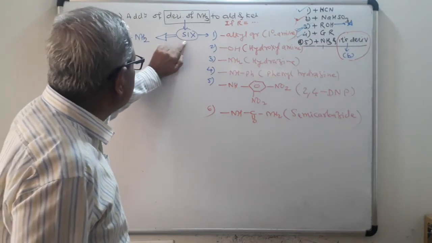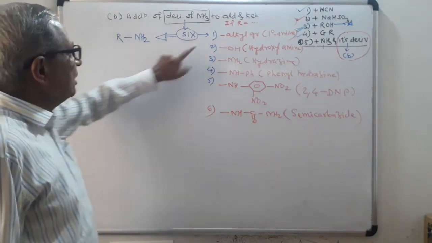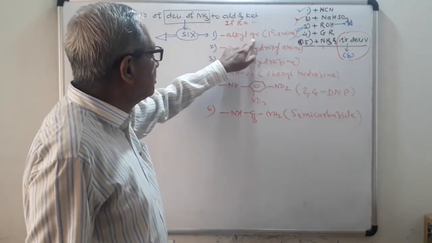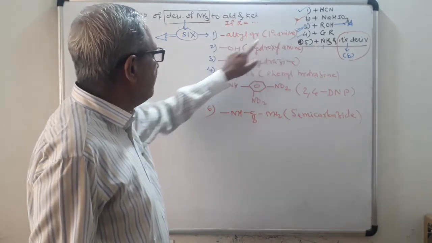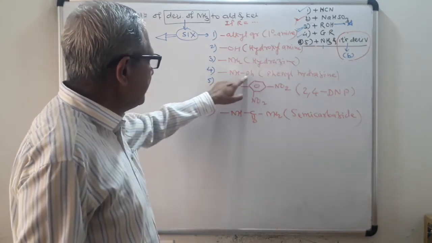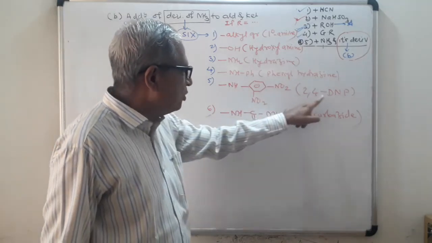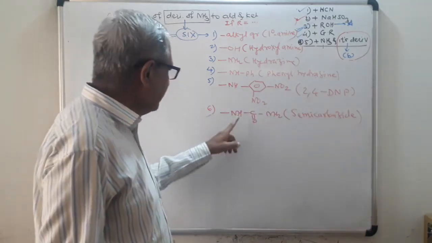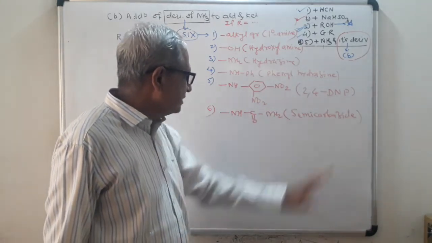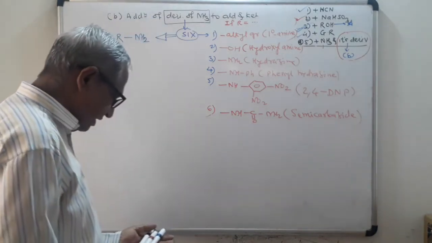These 6 derivatives are shortly denoted as RNH2. If R is equal to an alkyl group, then it is a primary amine. Then NH2OH, hydroxylamine; NH2NH2, hydrazine; NHNHPh, phenylhydrazine; this is the structure. 2,4-dinitrophenylhydrazine; and NHCONH2, semicarbazide. So these are the 6 derivatives.